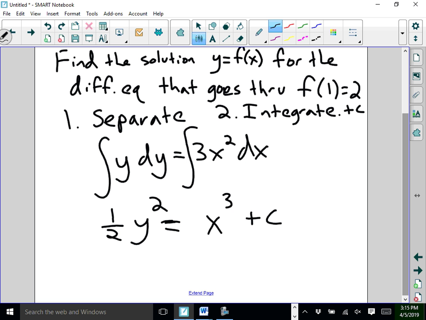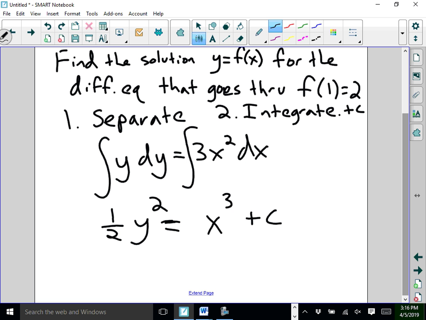By the way, when you have to do these on the AP exam, they're worth a lot of points. And if you don't separate as your first step, you can't get any points on the problem. So make sure you separate. Even just by separating, if that's all you can do, you get a point. So make sure you separate the variables.